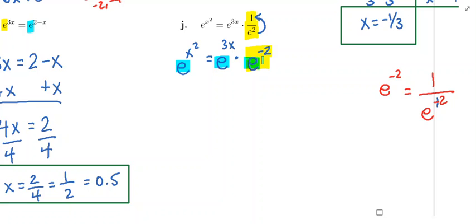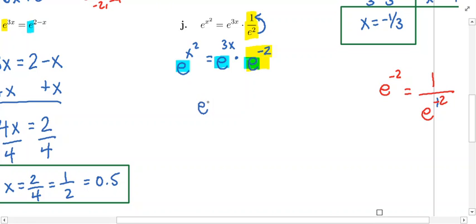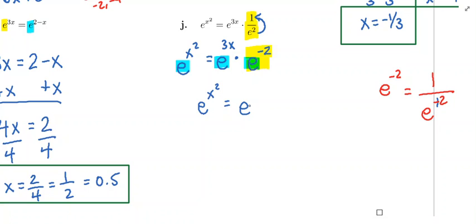The problem here is that on the right, you have 2 different powers of e. We need to put them together. We need to make 1 power of e. On the left, nothing changes. On the right, we have e to the 3x times e to the -2. We need to combine those into 1 power of e. We have a power of e times a power of e. That is when you add the exponents.